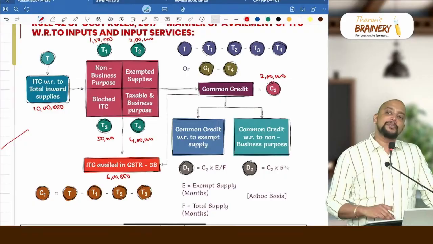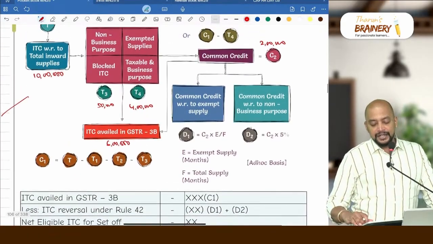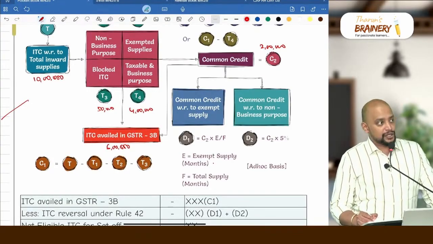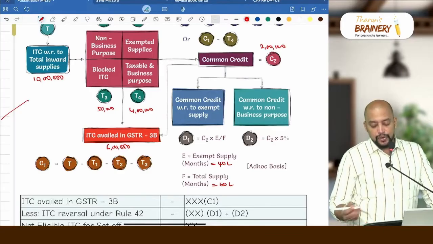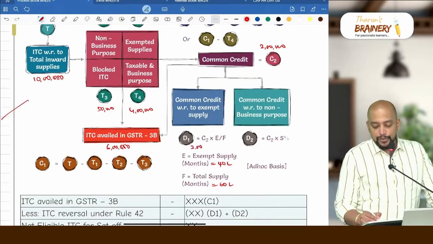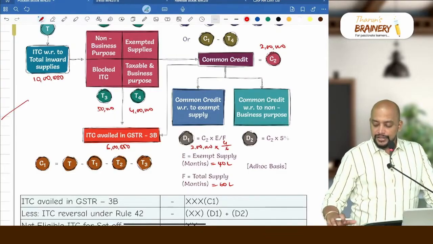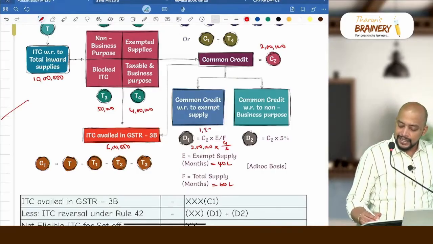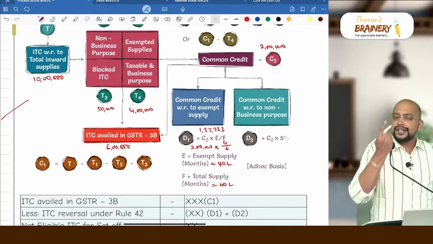Common credit means partly used for business, partly used for non-business, partly used for taxable, and partly used for exempted. So for this common credit you need to check how much is attributable to exempted supplies. So for that we need to take exempted turnover. Say exempted turnover is somewhere like 40 lakhs and total turnover is somewhere like 60 lakhs. Then what we need to do? Out of this 2 lakhs, proportionate to exempted. What is proportionate to exempted? 4 by 6. So 2 lakhs into 4 divided by 6, that will be 1,33,333 needs to be reversed.